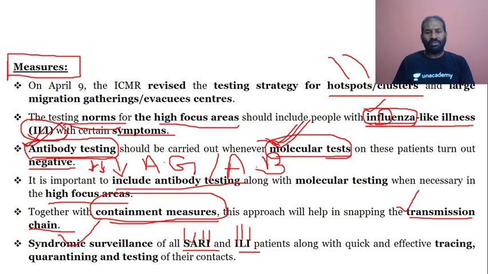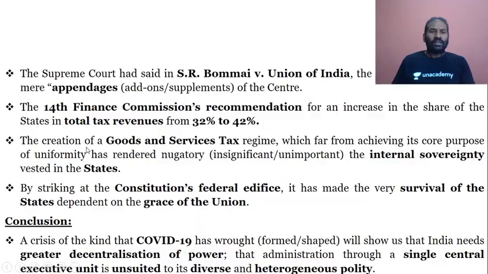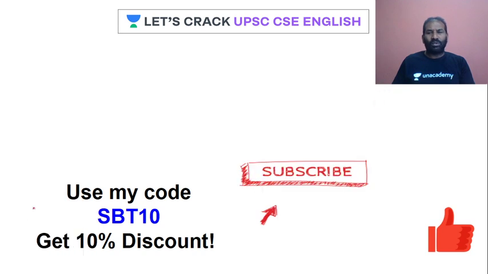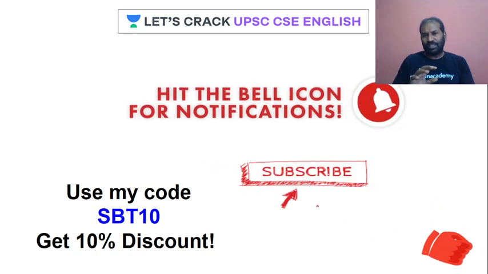And then syndrome surveillance of SARI, the severe acute respiratory infection, and influenza-like illness has to be taken into consideration by tracing, quarantining and testing. And then we have seen stage 4, that is stage 1, 2, 3, 4. Imported cases are stage 1, local transmission is stage 2, community transmission is stage 3, and epidemic is stage 4. So these are very, very important from the prelims 2020 point of view. We have also gone ahead with the analytical point of view, which would be useful while you are writing the mains answer. So I hope this was very good information, and you are all equipped with more analytical questions for prelims 2020, especially in today's session.